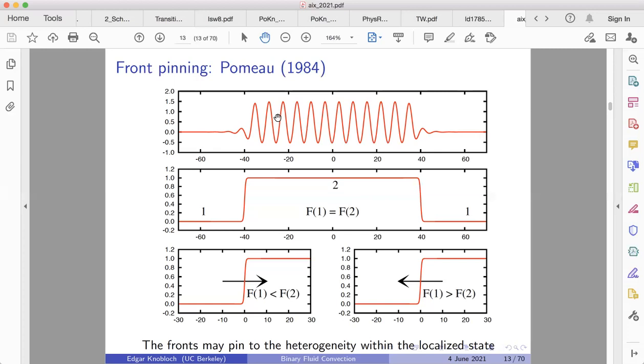And you're going to have to change the temperature by a finite amount in order, for example, for this front to move to the left and have a growth of the crystal from a supercooled liquid. Could I bug you with a question?